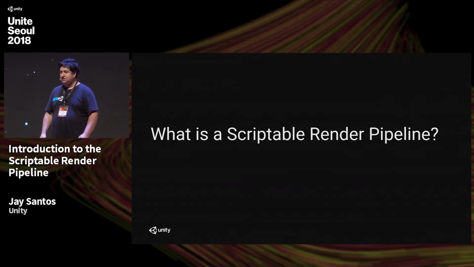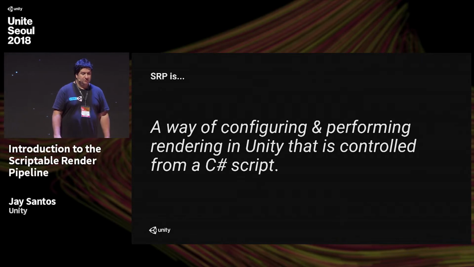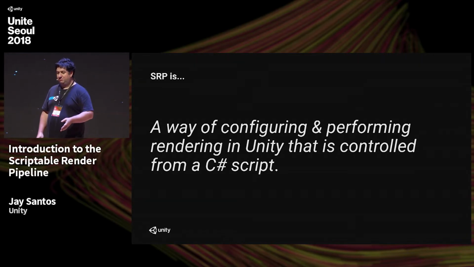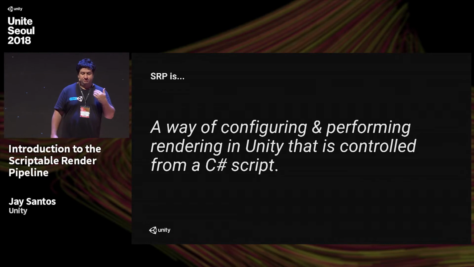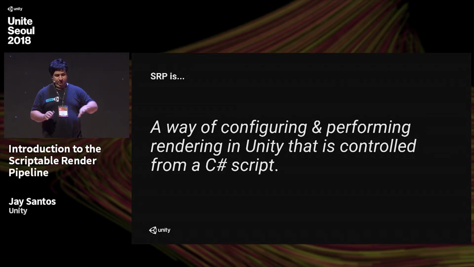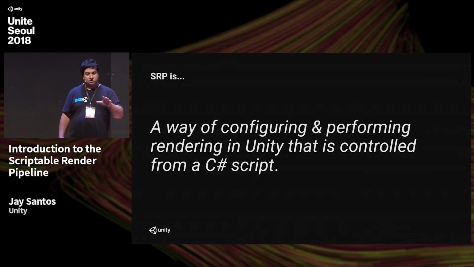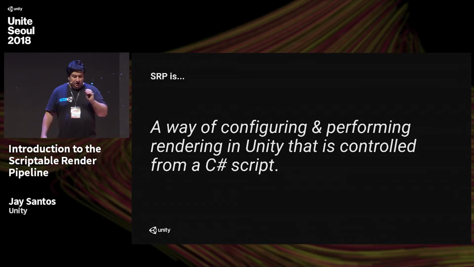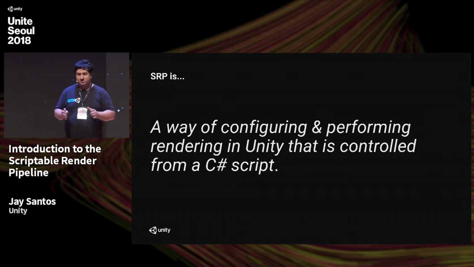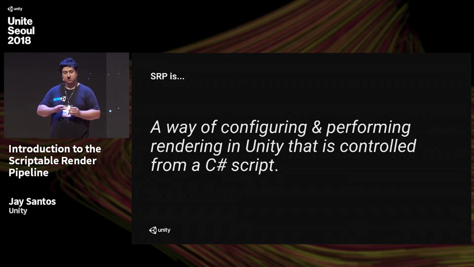So first of all, what is an SRP? Not all games are born equal, right? Different games have different needs in terms of rendering, lighting, shaders, performance, whatever. We're going to go over some examples. But what Unity is offering you with SRPs is a way to customize and configure the way Unity renders your game. SRP is basically a set of C# hooks that connect to C++ code and enable you to make this customization.